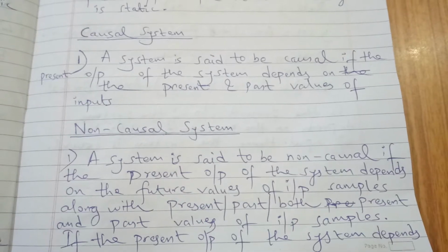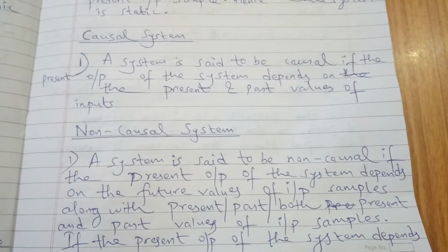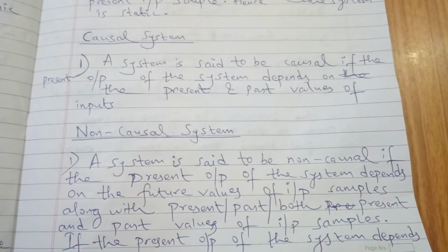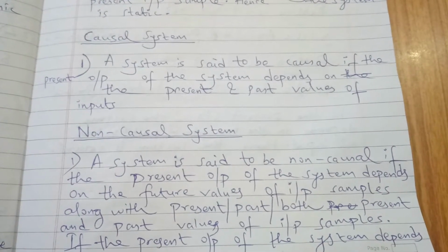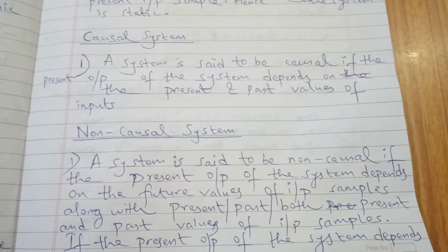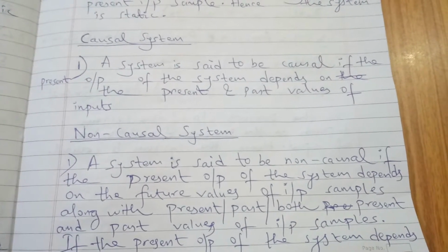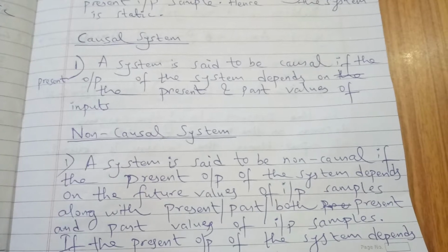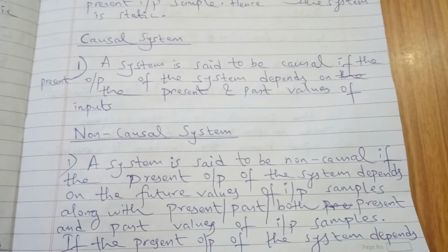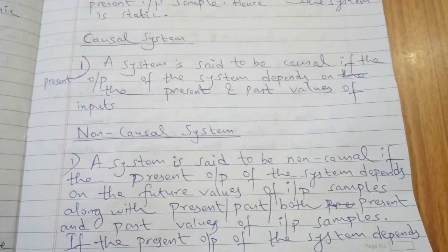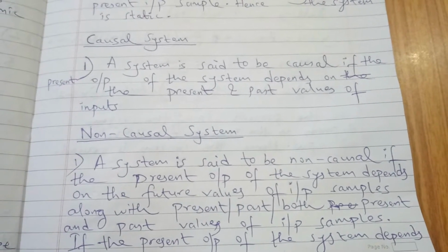Hello guys, in this lecture we will learn what is a causal system and what is a non-causal system. A system is said to be causal if the present output of the system depends only on the present and past values of the inputs and does not depend on the future values of the inputs.